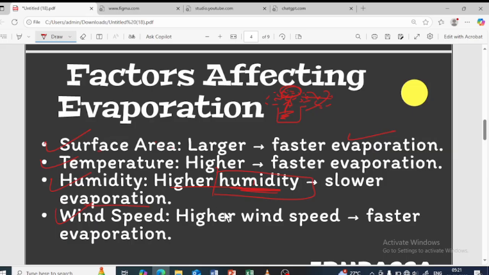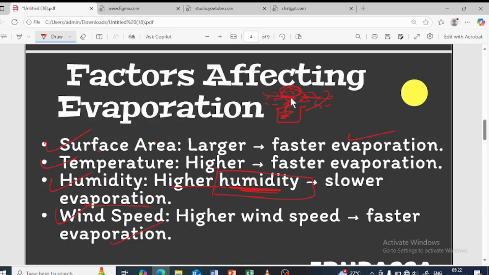Next, the speed of the wind. When the wind speed is more, the evaporation is obviously more. When the wind speed is more, it pushes the water vapors away and makes space for further water vapors to escape into the atmosphere. The particles of water vapor present here will move away along with the wind, with the speed of the wind.